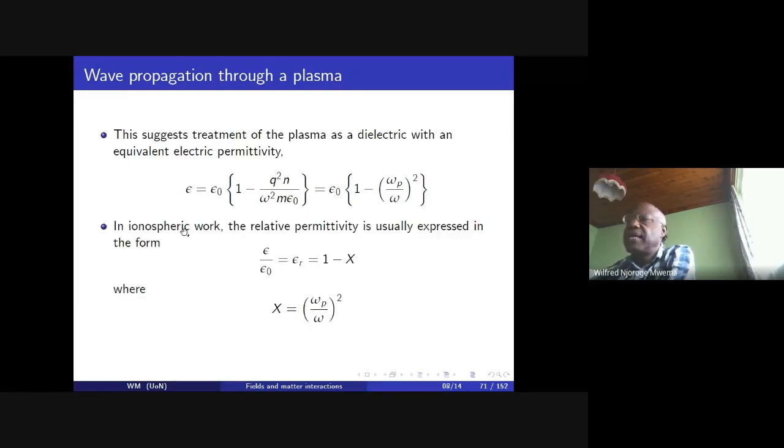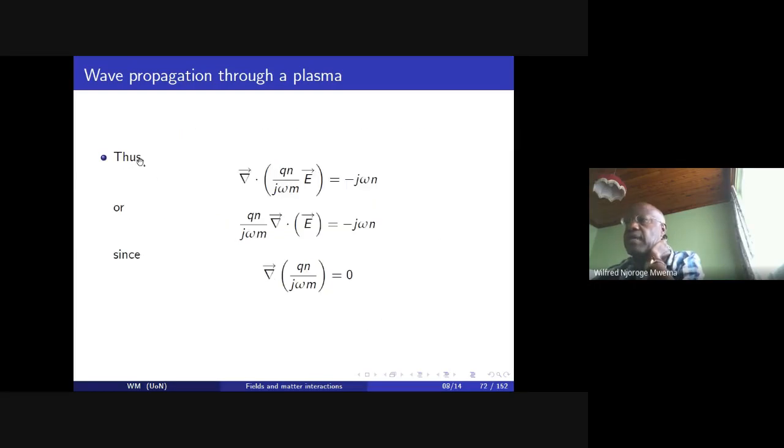When we are looking at ionospheric studies, the relative permittivity is usually expressed in the form epsilon r equal to 1 minus x, where x in this particular case is just omega p by omega all squared. Remember, this x is not the chi that we have always been using for the electric susceptibility. This is just a new variable that we are using to represent that ratio of the plasma frequency to the frequency of the field.